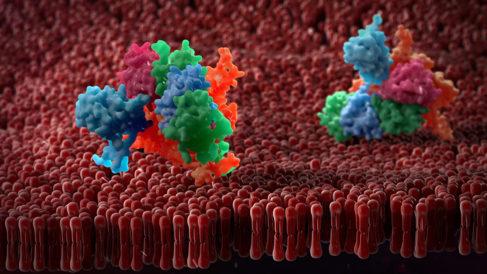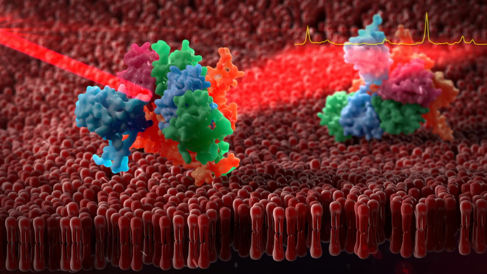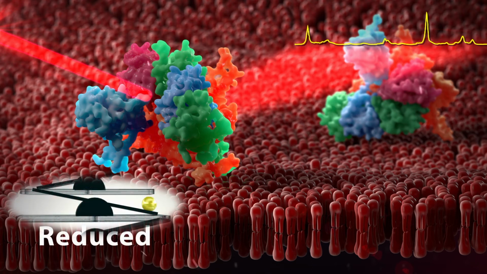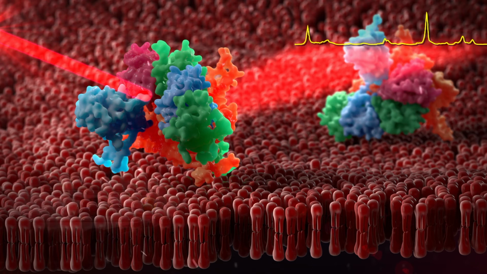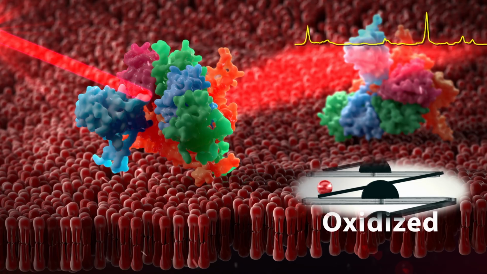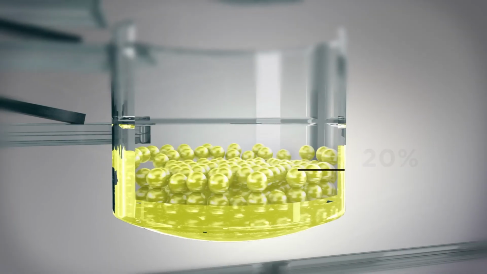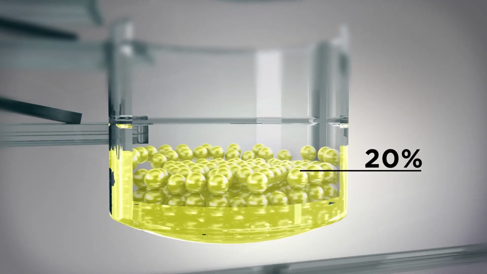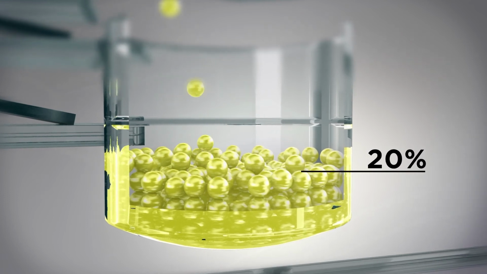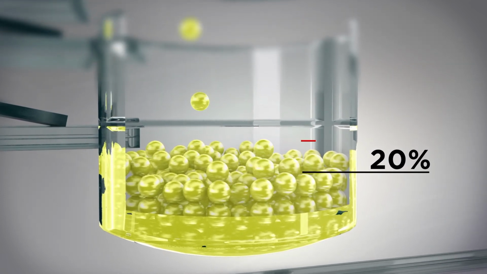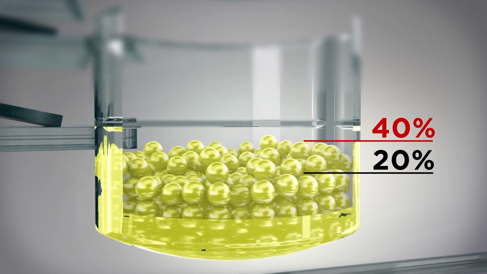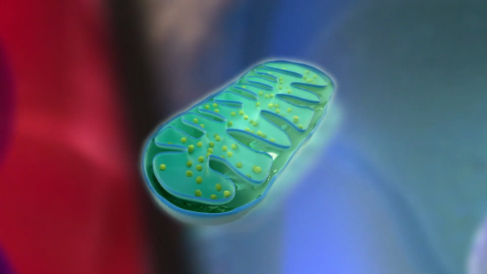To do this, we shined a very precise laser at the heart. This has about the same intensity as a laser pointer. Using vibrational spectroscopy, we were then able to distinguish how many complex 4 proteins are in the reduced, meaning having an extra electron, versus oxidized state at a given point in time. In health, we found this fraction is about 20%, a number that was consistent across species. We found that when the reduced fraction increases above 40%, the cell is in trouble.